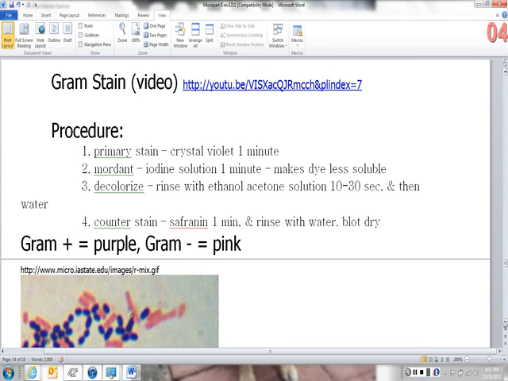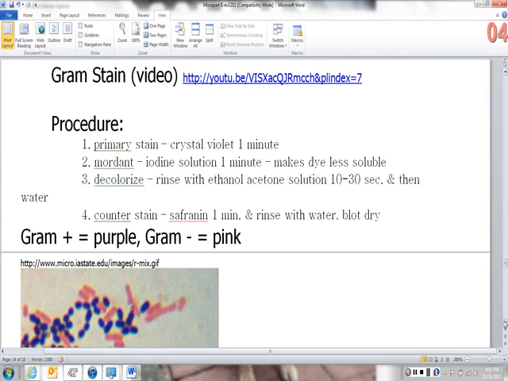Finally, the counter stain of safranin is applied for 1 minute and then rinsed off with water. The slide can be blotted very gently to remove excess water, but still needs to air dry a few minutes. If you are short on time, slides can be saved after heat fixing or after Gram staining until your next session. Remember to label your slides so you know what is on them.